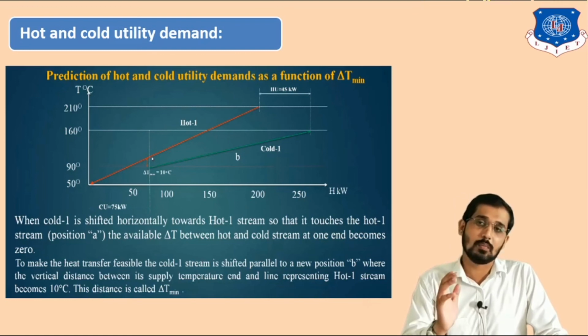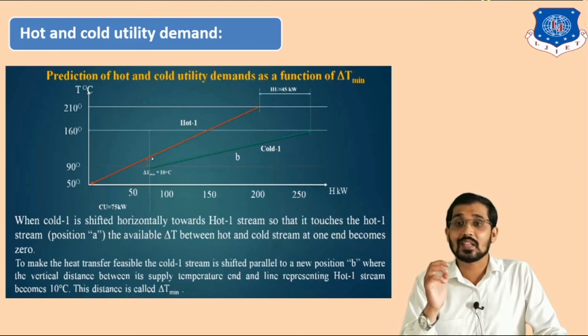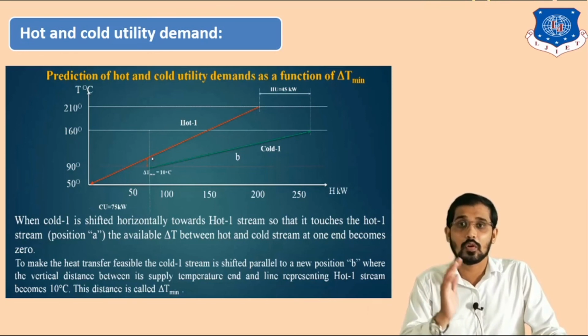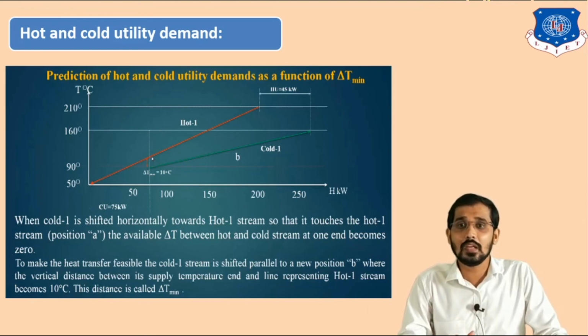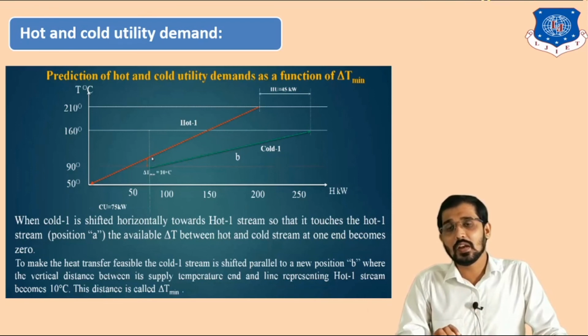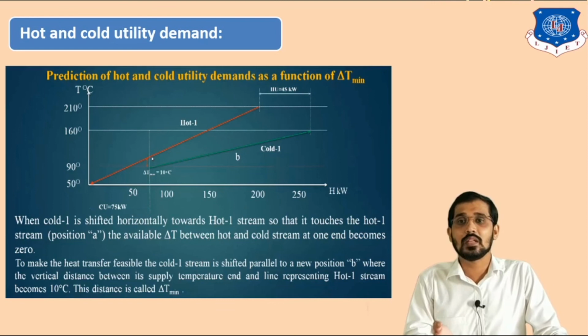If we are moving away from the hot stream, at that time delta T minimum increases and the heat transfer rate also increases, and ultimately the extra utilities, that is nothing but heat utility and cold utility values, also increase. If we are moving towards the hot stream, these heat utility and cold utility values decrease, and if delta T minimum is equal to 0, that point is nothing but the pinch point. At that point there is no heat transfer.